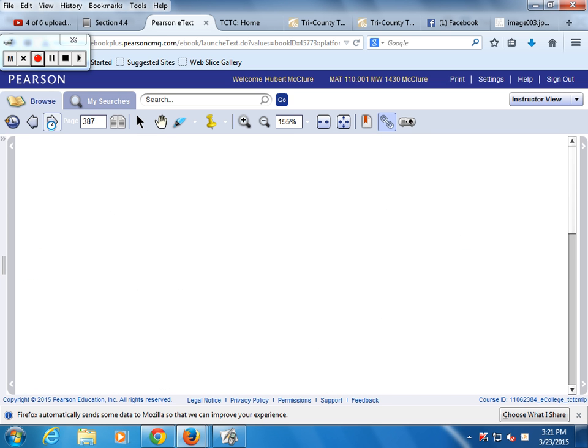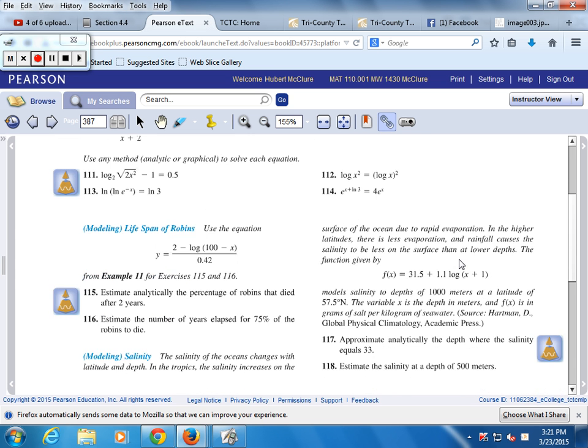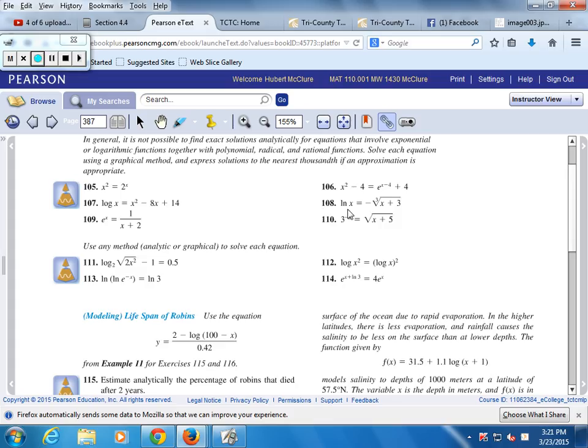All right, and that's solving equations, pretty much. When you see one like this, when you see any like these, what's the first thing you should think of? Rewriting in terms of an exponent, yes. Anytime.